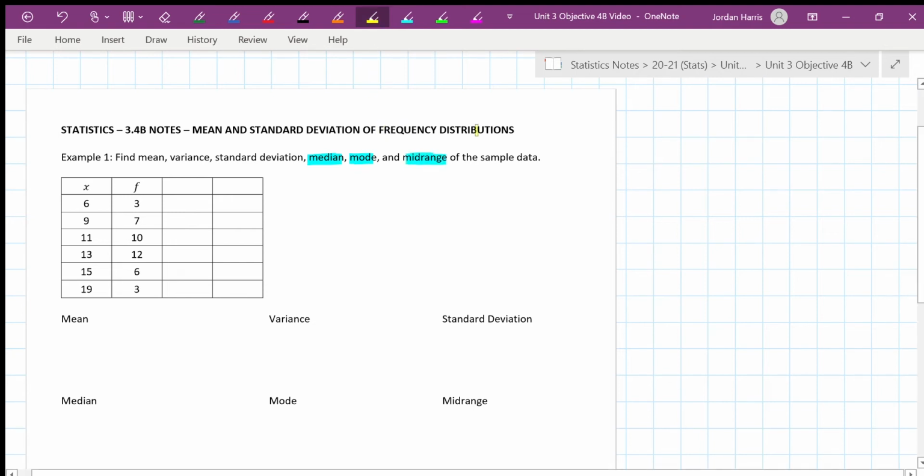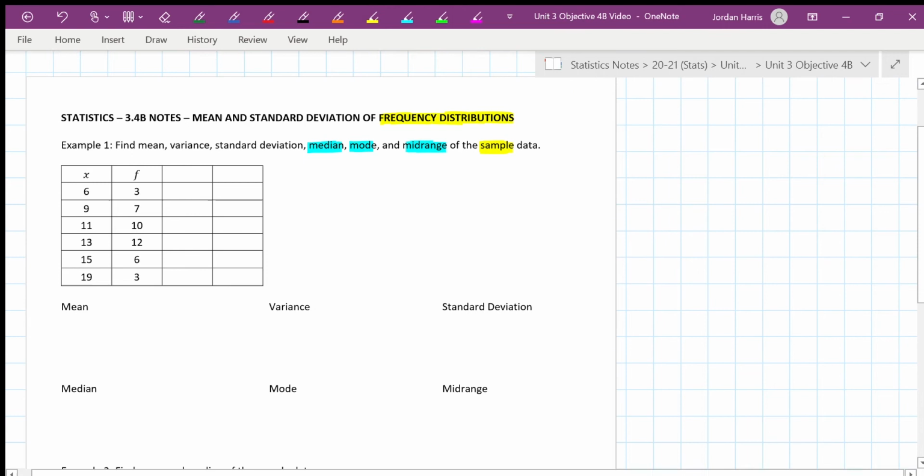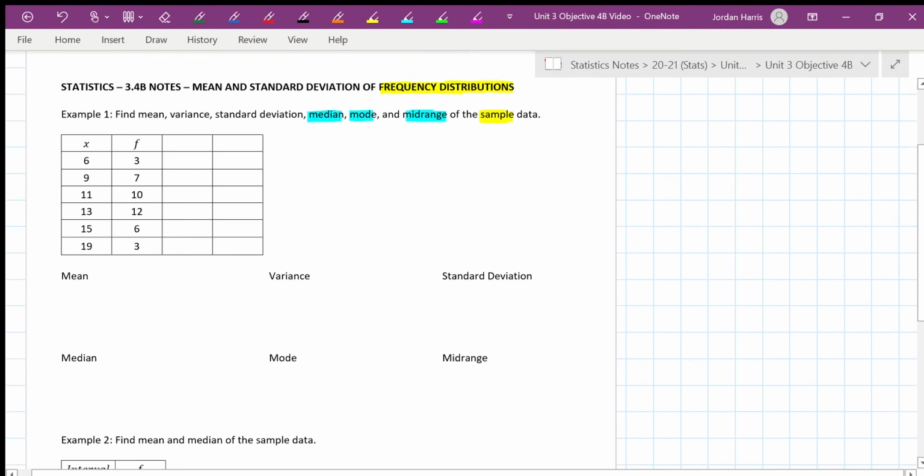So we're dealing with frequency distributions. Now we're adding in median, mode, mid-range. You still have to be careful about your formulas, sample versus population. So you might want to have your 3.4a notes next to you because those formulas we're going to use, I'm not going to write them again, for mean, variance, and standard deviation. And then we'll talk about how to find median, mode, and mid-range.